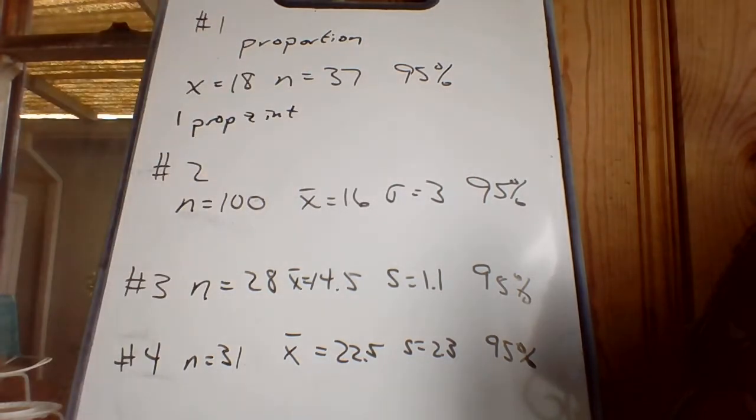Then I get out my calculator, put all the information in. Make sure to buzz past all the tests because that is chapter 8. One prop z interval. Okay, x is 18. N is 37. C level is 0.95.